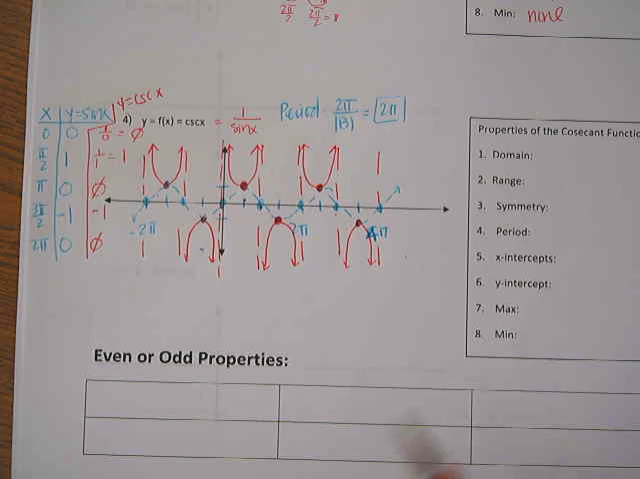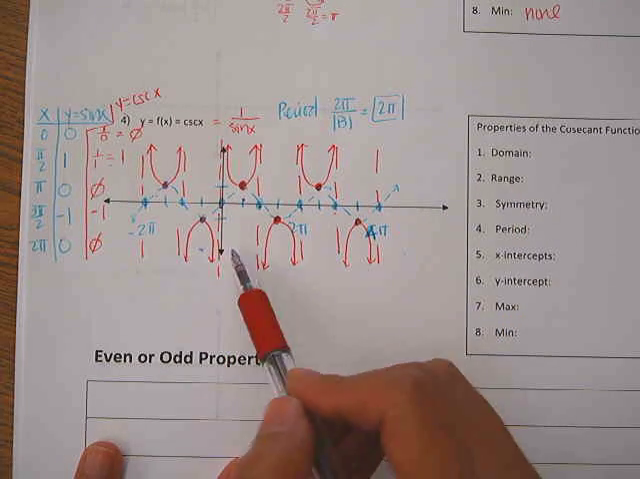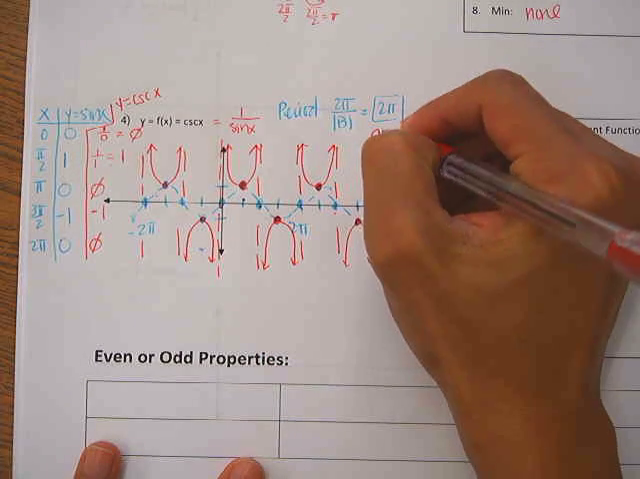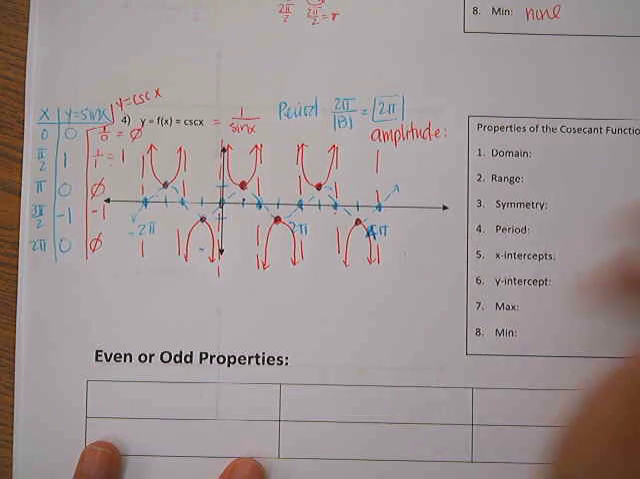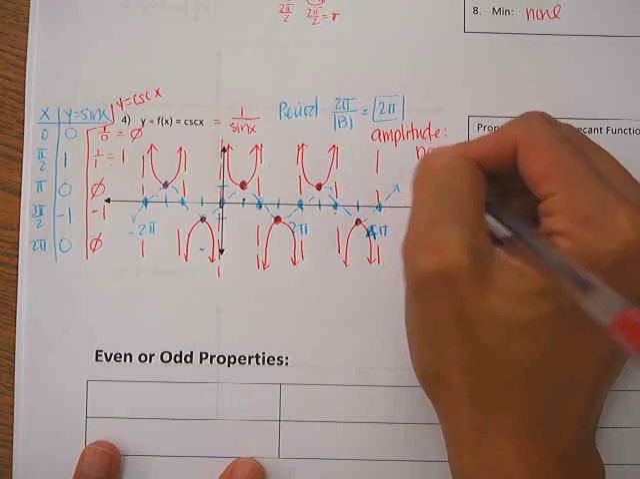All right. So, domain. Oh, let's talk about amplitude. Do we have any? Is it an amplitude that we can quantify? As you can tell, it goes up forever and it goes down forever, so there is no amplitude, none.